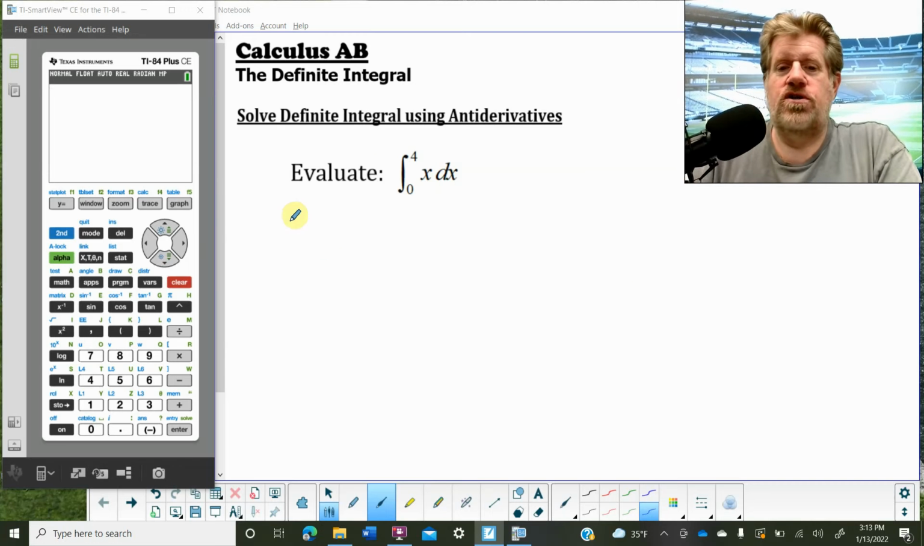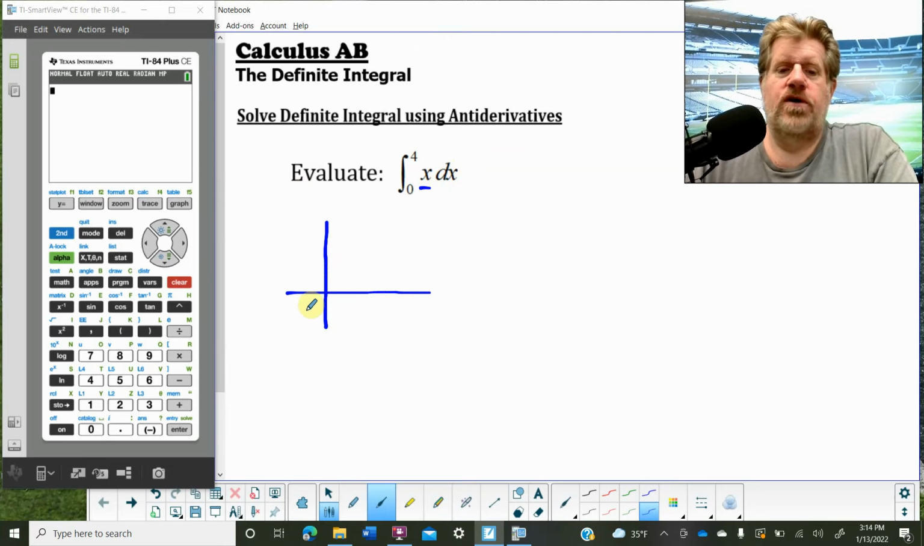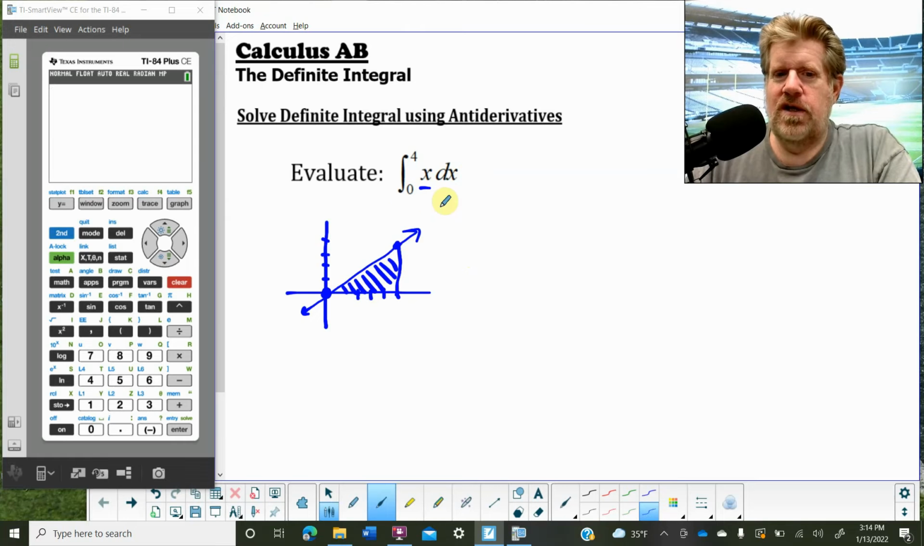So what you're looking at here is read this way: the integral from 0 to 4 of x with respect to x. What this is saying geometrically is that if I have a graph and my function is x, so I'm just going to graph x here. It's supposed to go through 0, 0. What it's telling me is that when x goes from 0 to 4, the area under the curve is what this answer would represent.